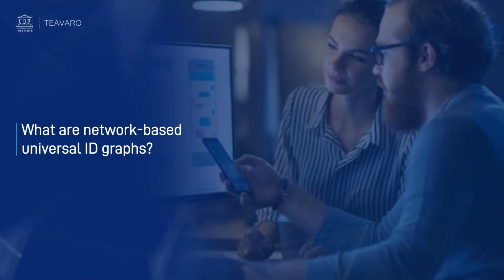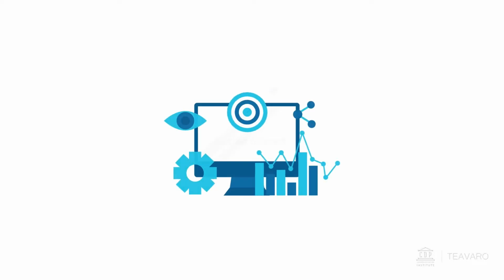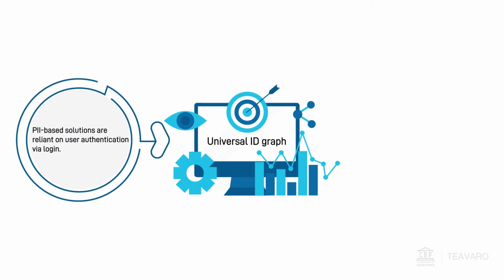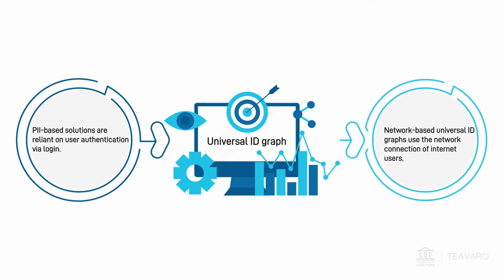This video explains what are network-based universal ID graphs. When it comes to replacement of third-party cookies in the data-driven advertising flow, universal ID graphs are a promising approach. As an alternative to PII-based solutions that are reliant on user authentication via login, network-based universal ID graphs use the network connection of the internet users to create a stable, deterministic identification.